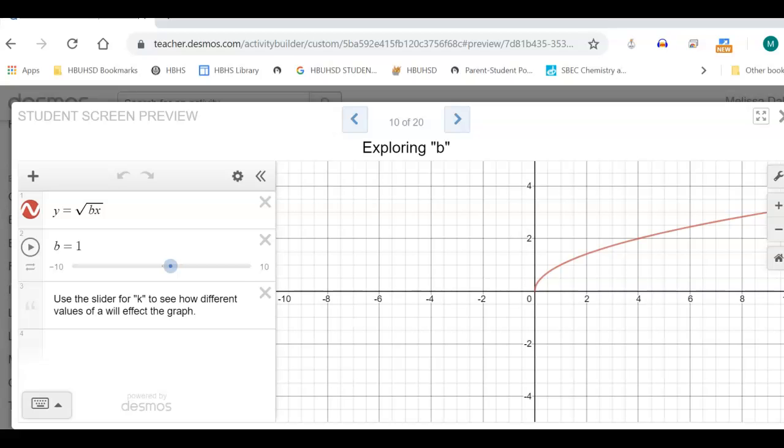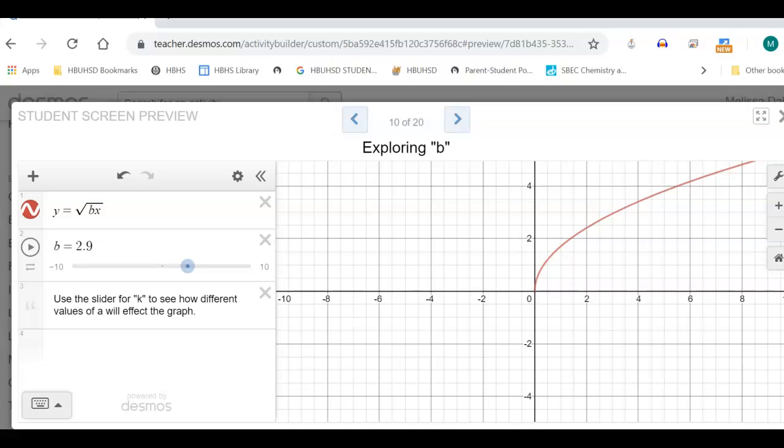So they're doing the same thing, right? When I move B around, I see flipping and I see stretching and compressing. The hard part here is understanding the direction. So in your equation, B is inside the radical. Do you guys see that? It's inside there with X, kind of like H was. K and A were outside of the radical. The things outside of the radical were doing vertical things. The things inside the radical, like H, are supposed to be doing horizontal things.